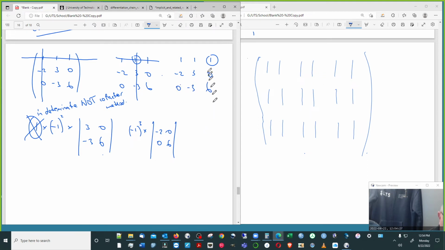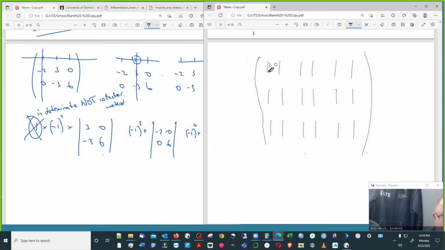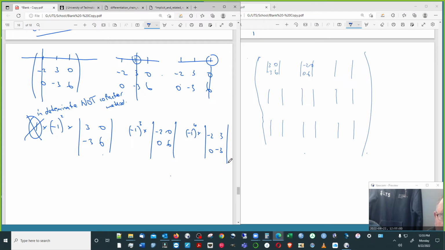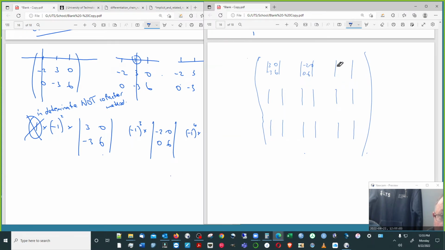Okay, and this time we'll be going down that way. So we'll have minus 1, row 1, column 3, which is 4, times the submatrix minus 2, 3, 0, minus 3. And each of these go in here. So this is 3, 0, minus 3, 6, minus 2, 0, 0, 6, minus 2, 3, 0, minus 3.